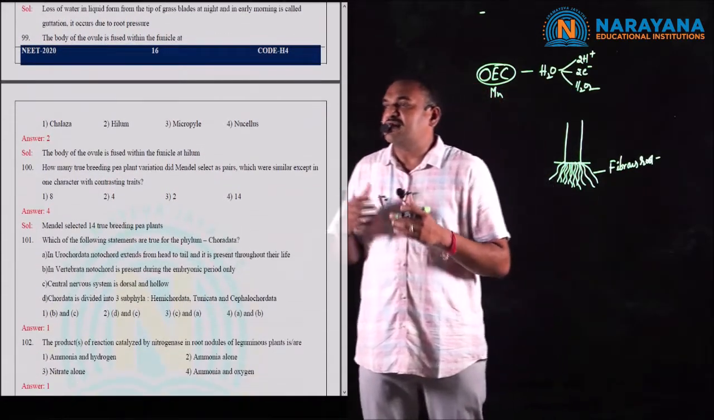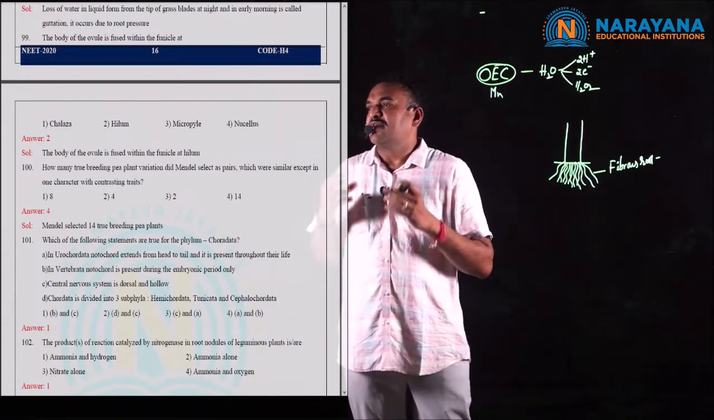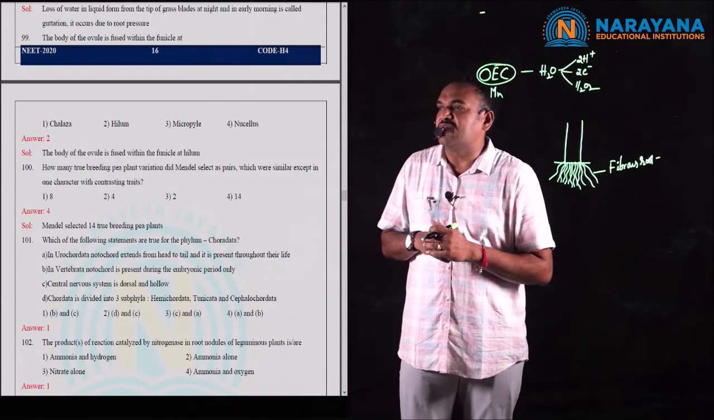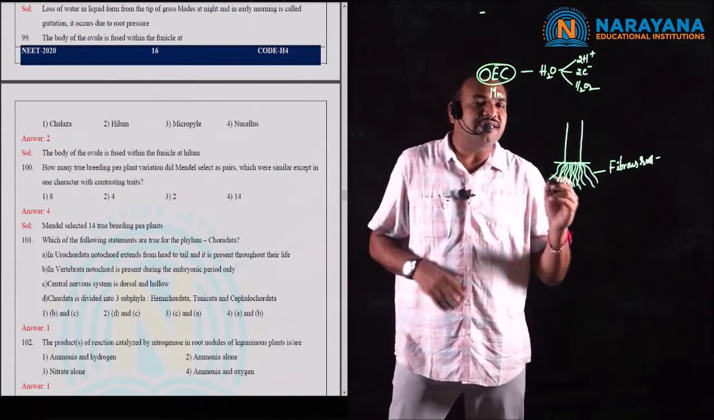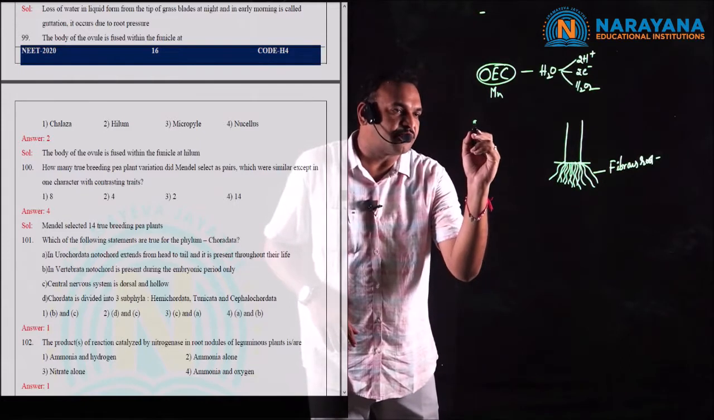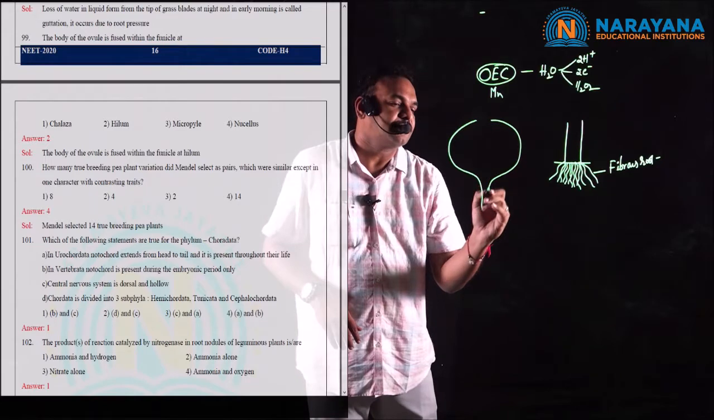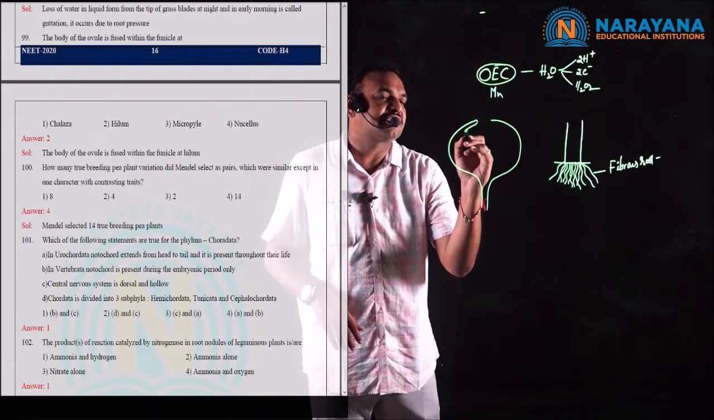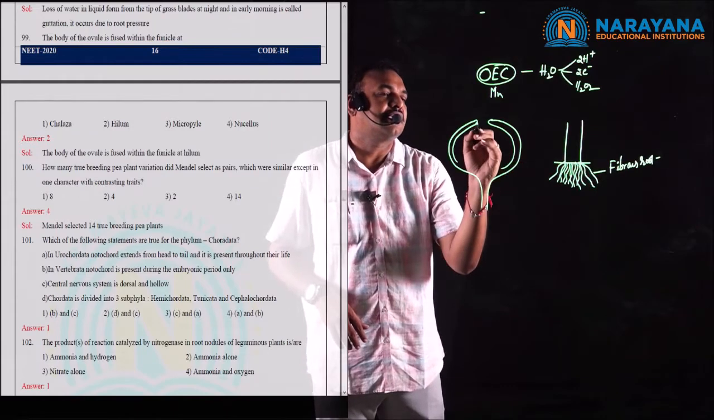And next, we have question number 99. The body of the ovule is fused with the funicle at? If you observe the structure of an orthotropous ovule, it contains integuments.